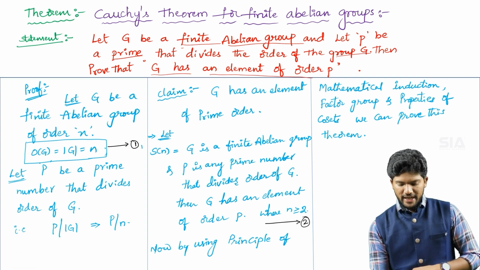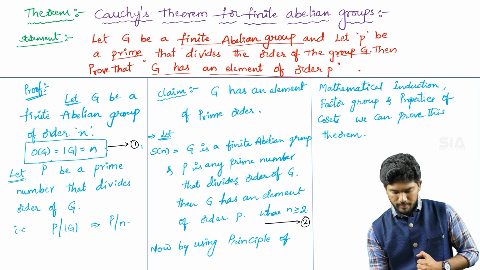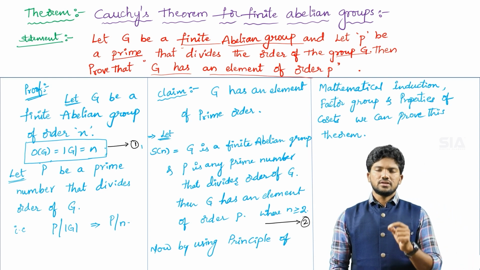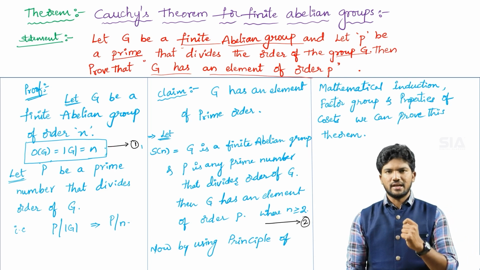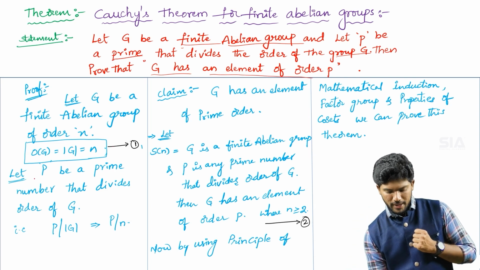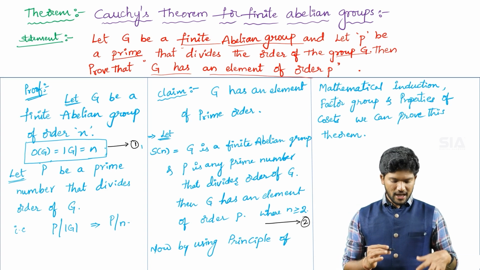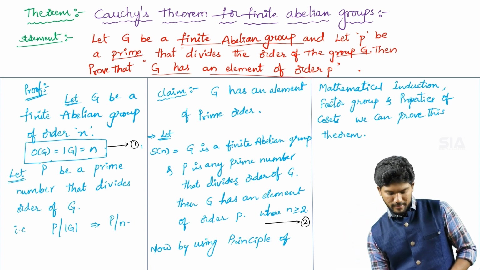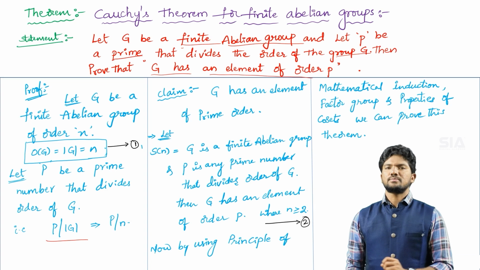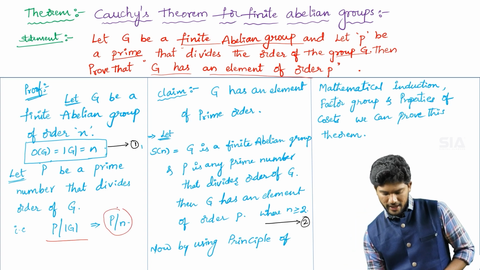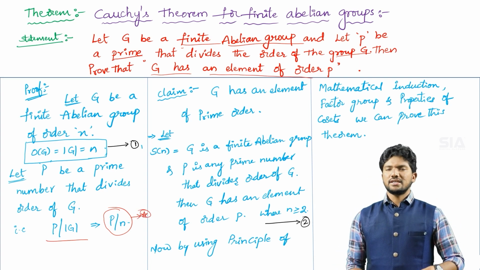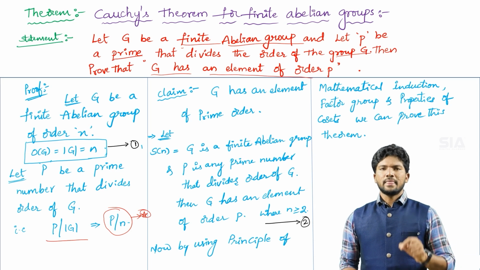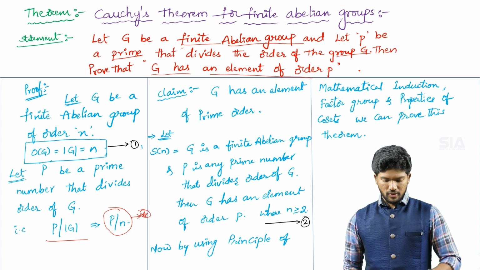Let G be a finite abelian group of order n. So I am taking the order of G equal to n, which is equation number 1. That is the finite order of the given abelian group. Now let P be any prime number that divides the order of G. Mathematically, P divides |G|, symbolically P divides n. Remember this as equation star: P divides n, where n is the order of the finite abelian group, and P is a prime.